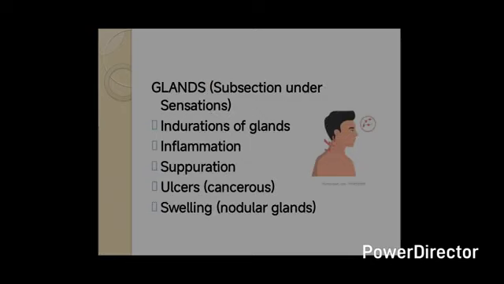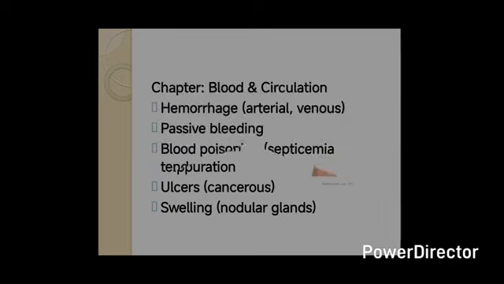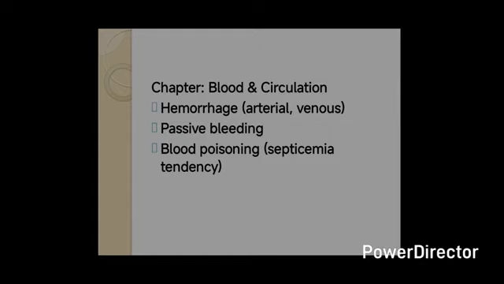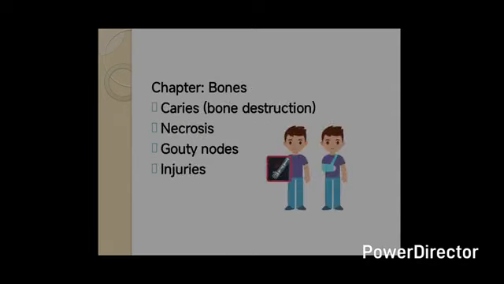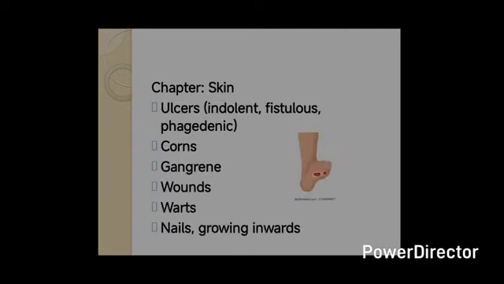The chapter Glands, which is a subsection of Sensations, contains different rubrics like induration, inflammation, suppuration, ulcer. The chapter Blood and Circulation contains passive bleeding, blood poisoning, hemorrhage. In chapter Bones, there are rubrics like caries, gouty nodes, and injuries. In Skin chapter, the rubrics are ulcers, gangrene, wounds, warts, ingrowing nails.